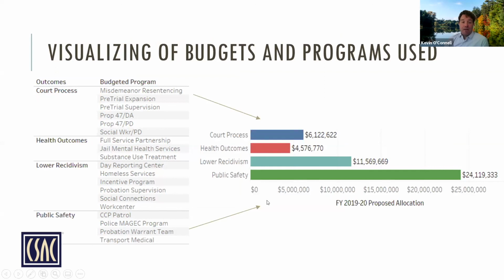Visualizing the budgets and programs. This is an example from a county that was just looking at their CCP budget because of the way they had organized it, they had a very specific amount of money they were spending, and this is the way it was allocated.